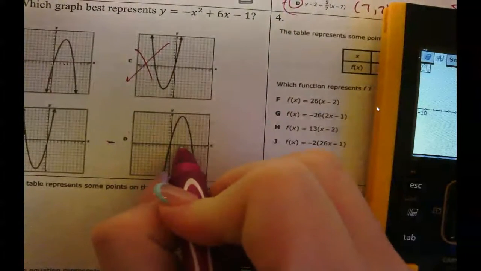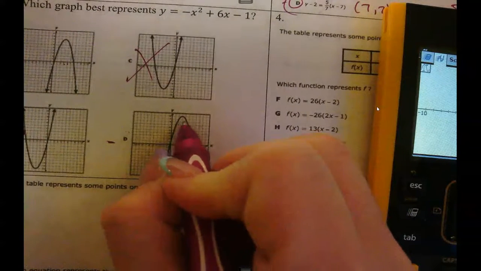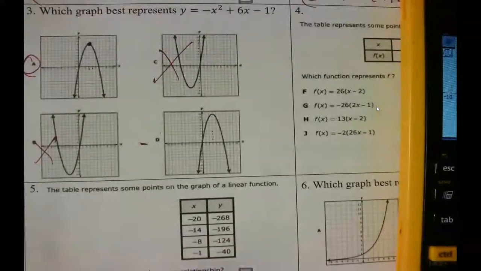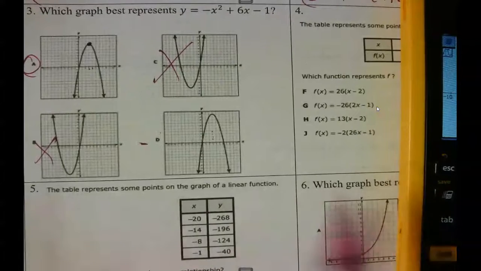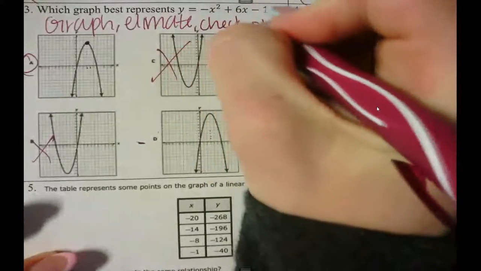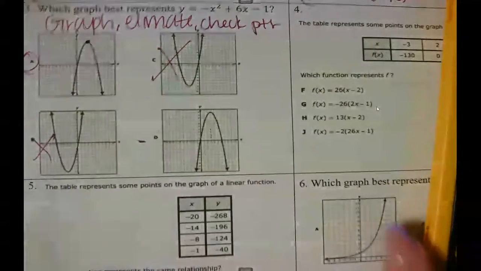So 1, 2, 3, 1, 2, 3, 4, 5, 6, 7, 8. I cannot tell if 1, 2, 3, 4, 5, 6, 7, 8. That one's right at 3, 8. Sorry, these pictures are super small, but that's the way to do it. So graph it, eliminate answer choices, and then check your points, like the solutions and the vertex.